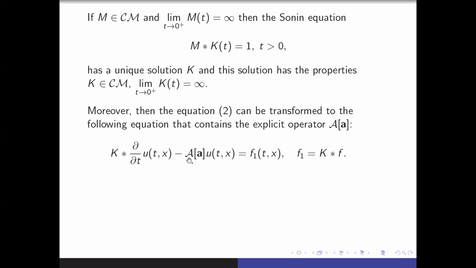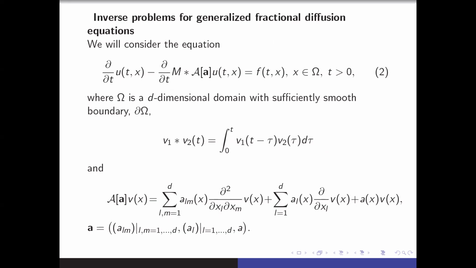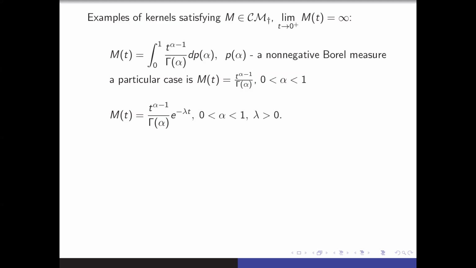And here this second order operator A is explicit in this case. But if this M is unknown in the problem, then maybe it's better to work with this original equation 2. And then some examples of M. They are also quite well known.